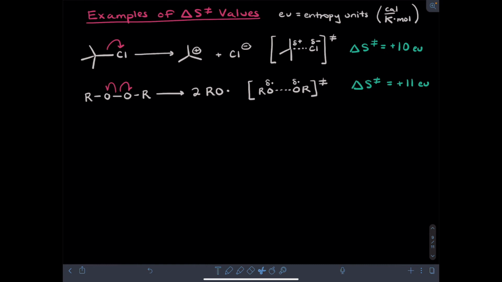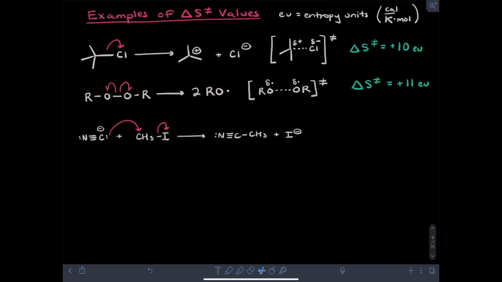Although it's a different reaction than my first case, this is another example where I have one starting material going to two products. As this oxygen-oxygen bond weakens, I have more degrees of freedom at the transition state relative to the starting material, so my delta S double dagger term is positive as well. In this case, a very similar value of plus 11 EU.